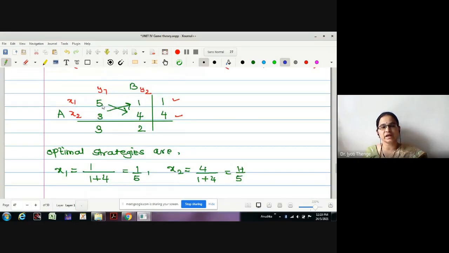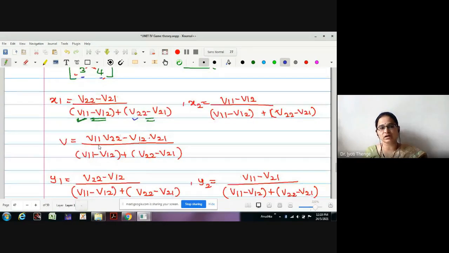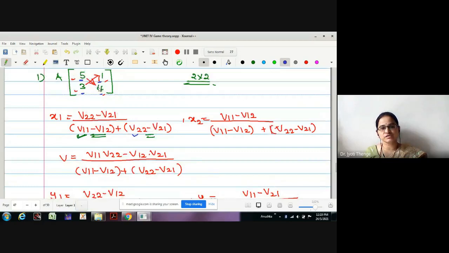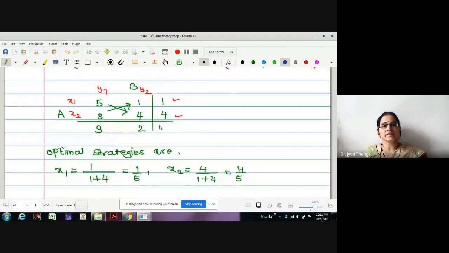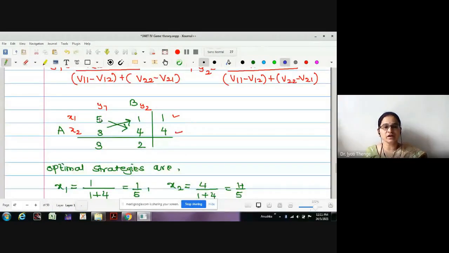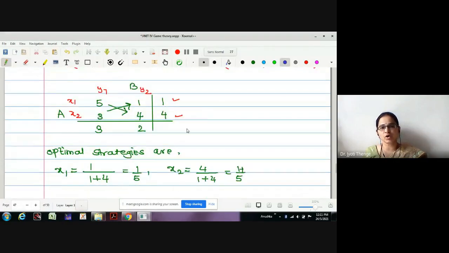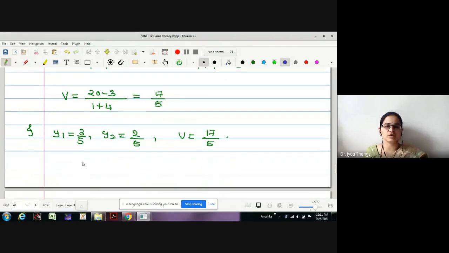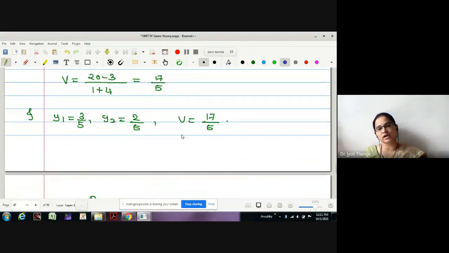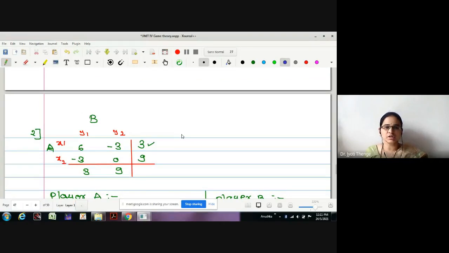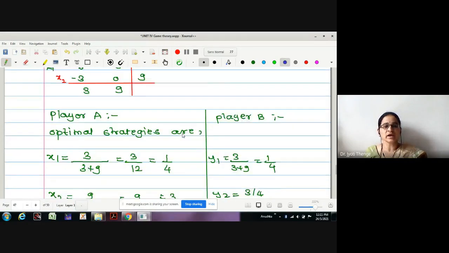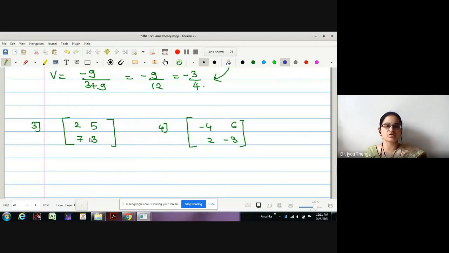The value of the game is obtained by the numerator, which is V11 times V22 minus V12 times V21. That is the value of the determinant. The determinant is 5 into 4, that is 20, minus 3, which is 17. Divided by the same 1 plus 4, the value of the game is 17 upon 5. Similarly, one can find y1 and y2, and the value of the game will be the same with respect to the second player as well. This is the shortcut arithmetic method for solving games of 2 by 2 type.